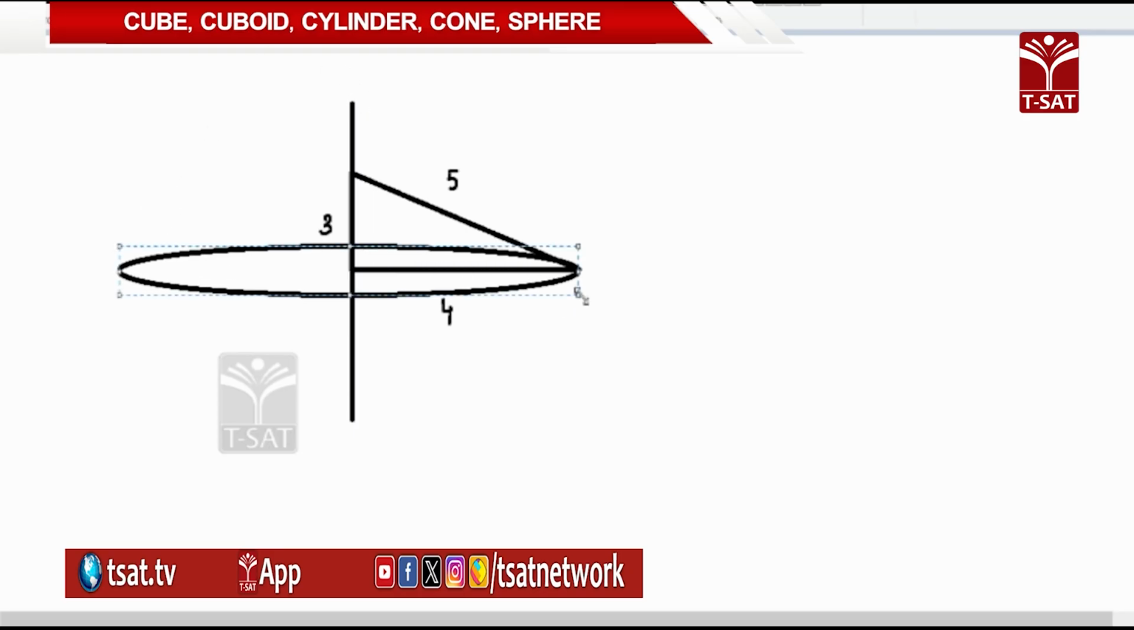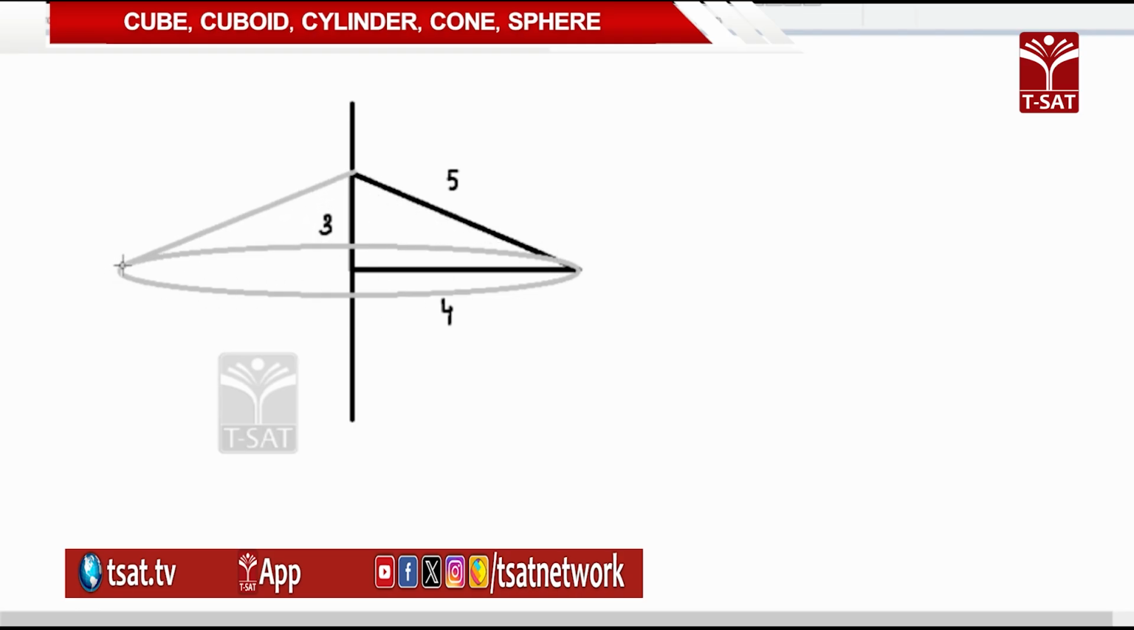Imagine this is the rotation. If you rotate it, it forms a cone like this. Yes or no? So it forms a cone like this. This is how a right angle triangle rotates. So it forms a cone.